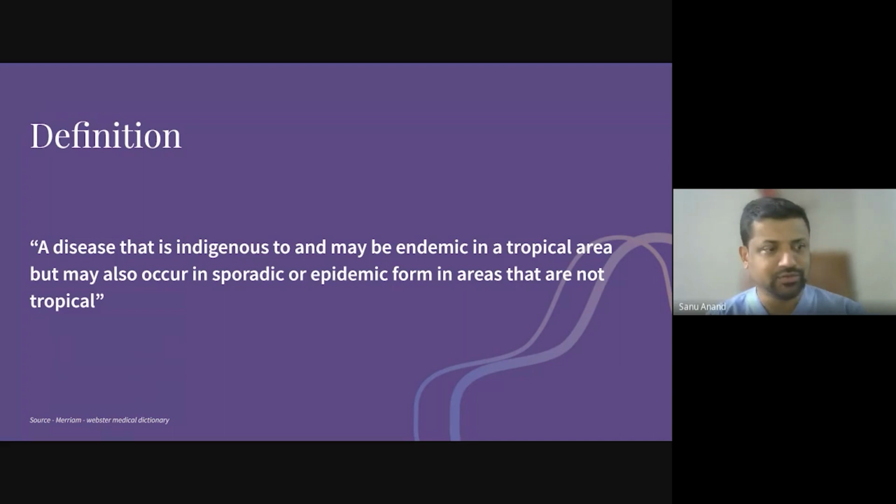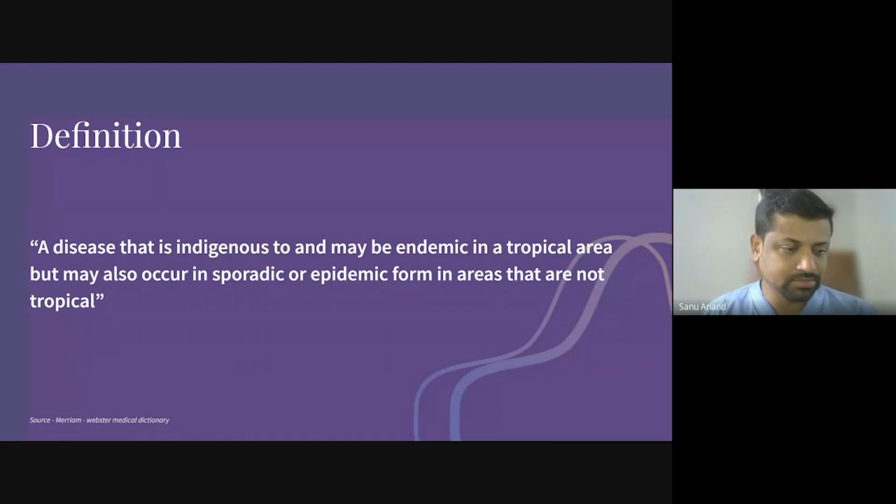So what's the definition of a tropical disease? Quite often we think it's just malaria or just dengue, these arboviral or vector-borne diseases. Actually, it's in a way true that mosquitoes are more common in tropical areas, but there are various other diseases, such as typhoid or tuberculosis or cholera, and plenty of others, which are almost exclusively found endemically.